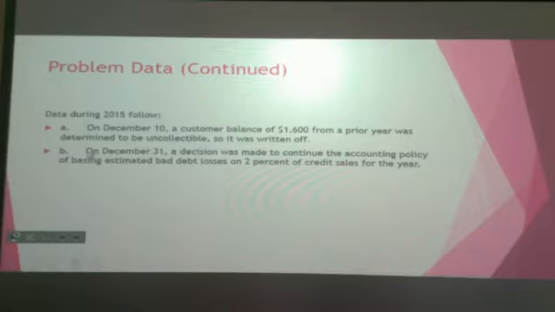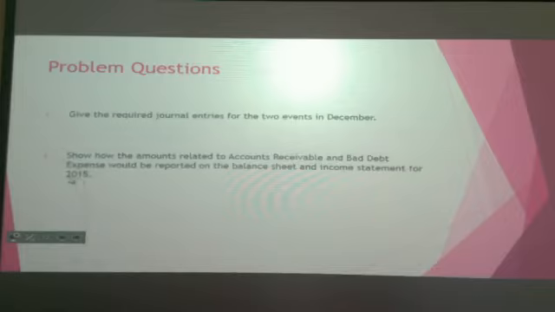So this happened during 2015. On December 10th, a customer balance of $1,600 from a prior year was determined to be uncollectible, so it was written off. And then on December 31st, a decision was made to continue the accounting policy of basing estimated bad debt losses on 2% of credit sales for the year. The question asks us to give the required journal entries for the two events in December and to show how the amounts related to accounts receivable and bad debt expense will be reported on the balance sheet and income statement for 2015.